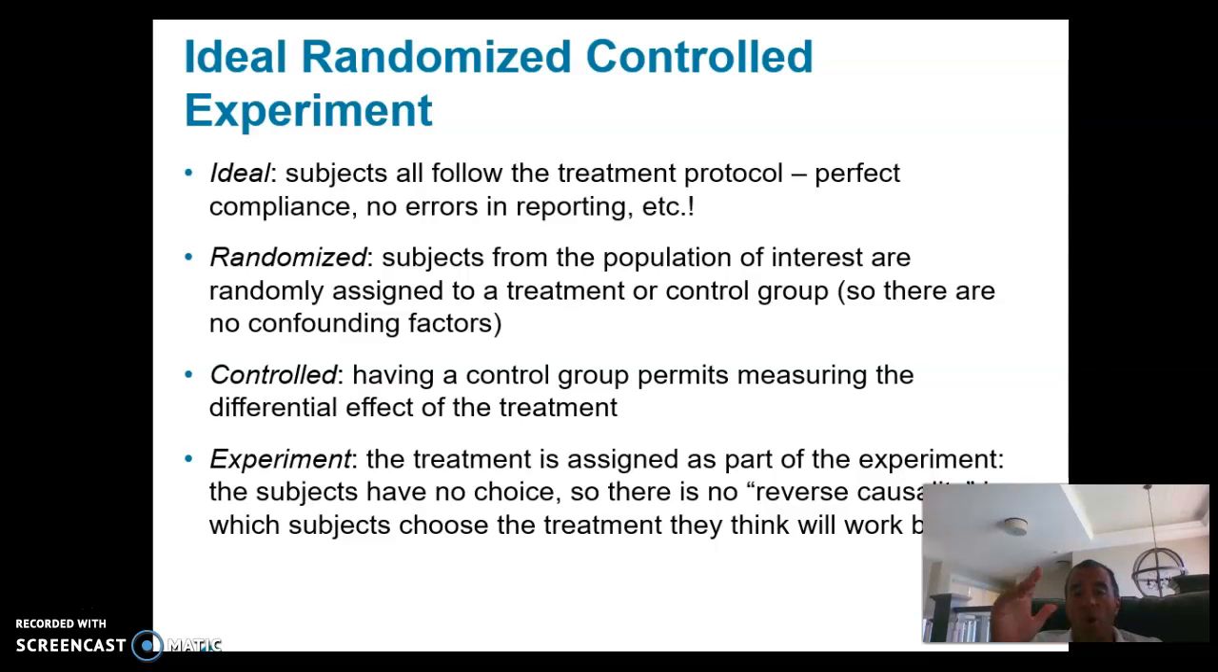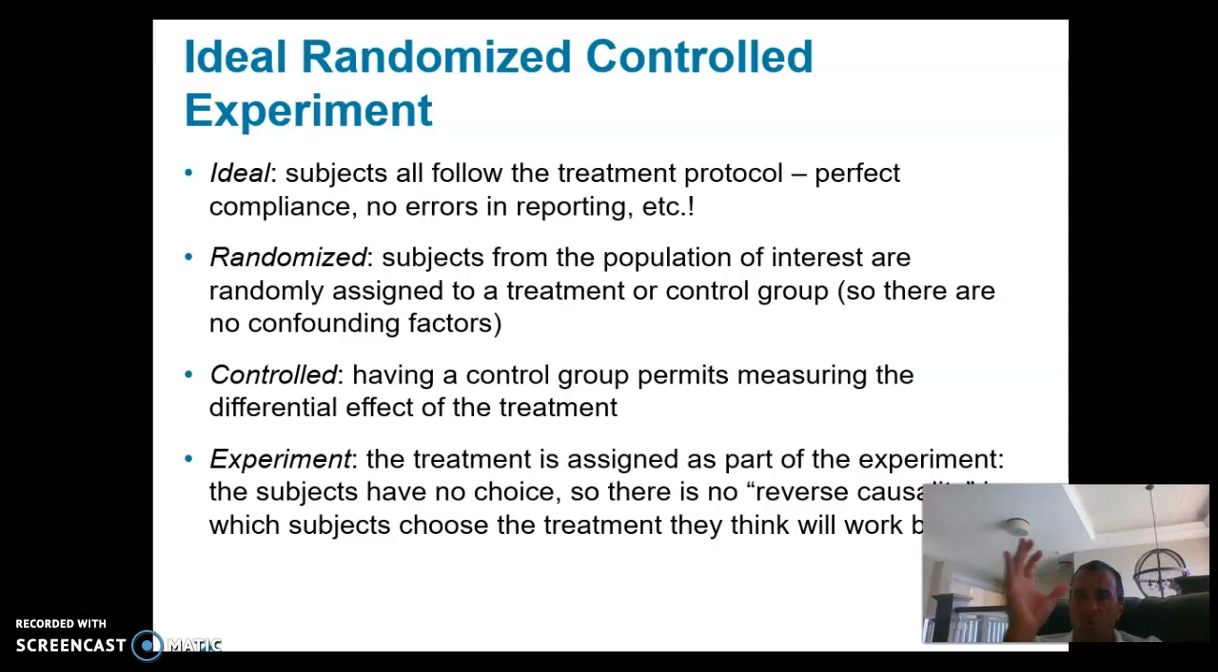Now, subjects all follow the treatment protocol: perfect compliance, no errors in reporting, but that's not going to be the case. You're going to see a lot of those challenges exist. Randomization: subjects from the population of interest are randomly assigned to a treatment or control group. Having a control permits measuring the differential effects of the treatment.